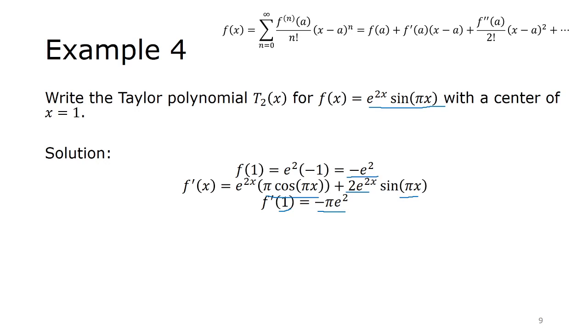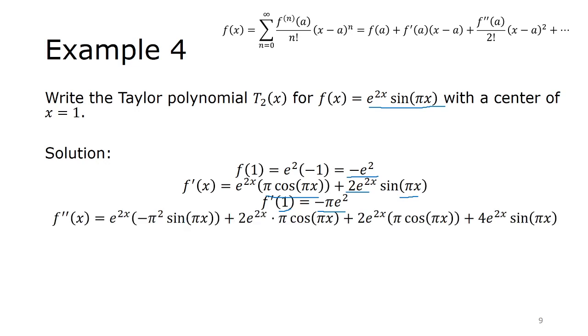We also need the second derivative evaluated at 1 though, so we need to calculate that. It looks like this. It's a little messy, but you can kind of verify with some product rules how that works out. When we evaluate it at 1, we get simply negative 4 pi times e squared.